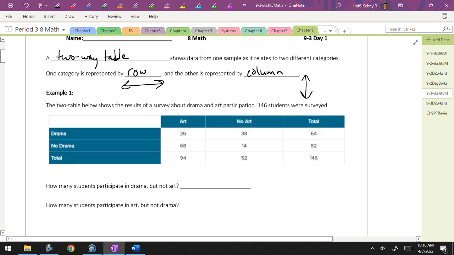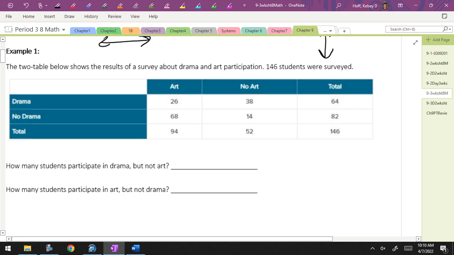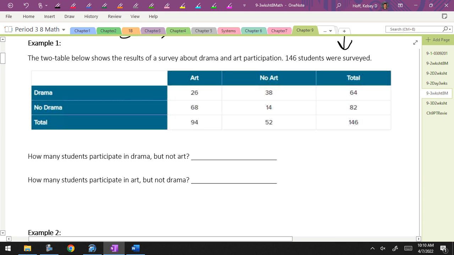Okay? How many students participated in drama but not art? 38. Very good. These first couple of questions are just getting you used to reading a table. They yes to drama, but no to art, 38. How many students participate in art, but not drama? 68. How many kids participate in art? 94. Nicely done. I didn't tell you anything about drama, right? All I said was they participate in art. So art total is 94.